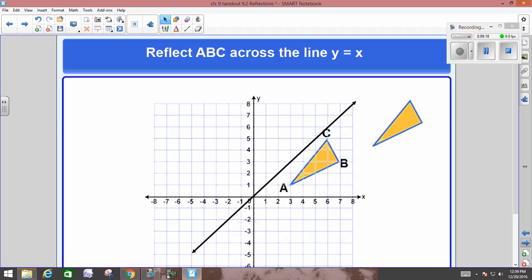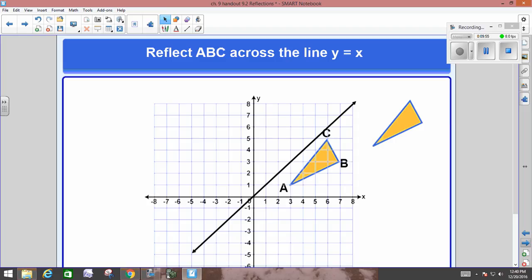If I put 3 in for x, what do I get for y? 3. So the line y equals x is this perfect diagonal that hits 0, 0, 1, 1, 2, 2, 3, 3, 4, 4, 5, 5, 6, 6, and so on and so forth. So if I were you on that second graph, draw in the line y equals x. It hits the points 0, 0, 1, 1, 2, 2, and the other way, it'd hit -1, -1, -2, -2. And then see if you can reflect that triangle across the line.